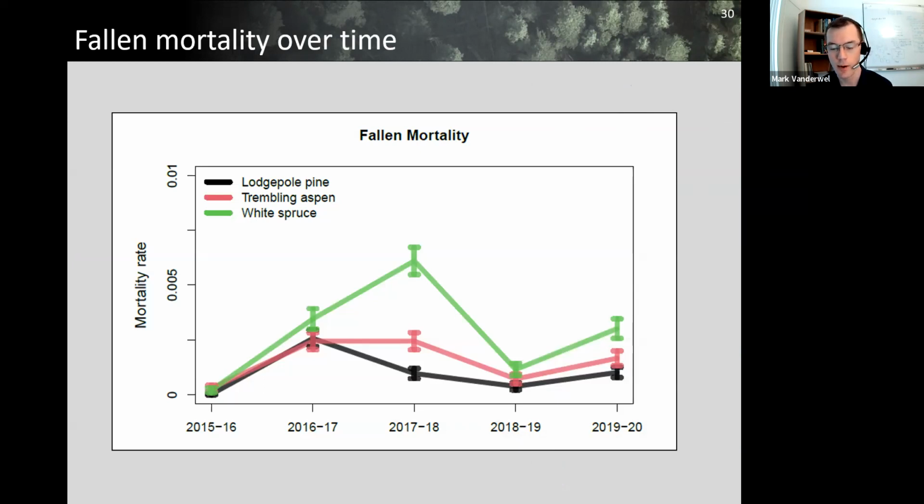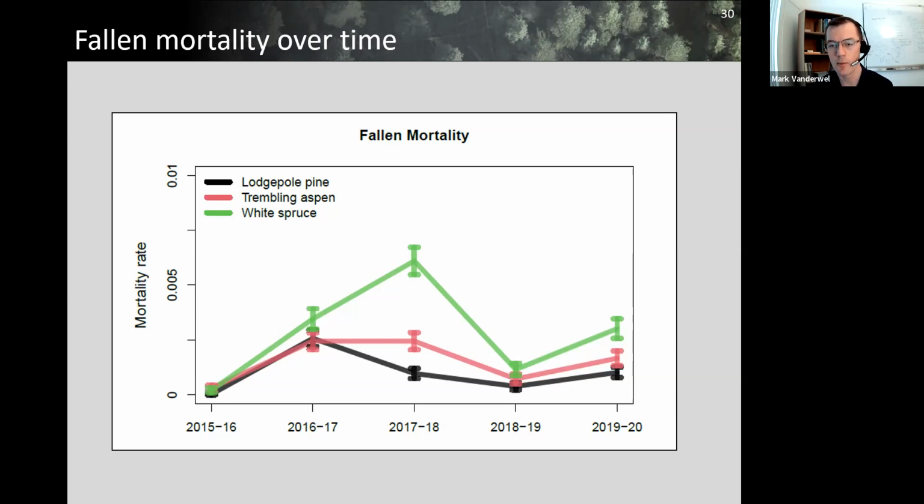So this is the graph showing annual fallen mortality for each of the 3 tree species. There's not much of an overall trend, but the one thing that we do notice was that in 2018, white spruce had a notable uptick in its fallen mortality rate. And so this suggested that maybe there was a storm or some type of blowdown event that could have resulted in a lot of white spruce being blown over.